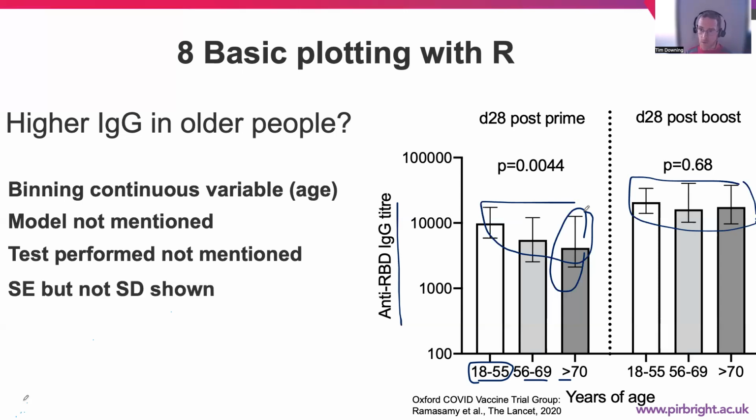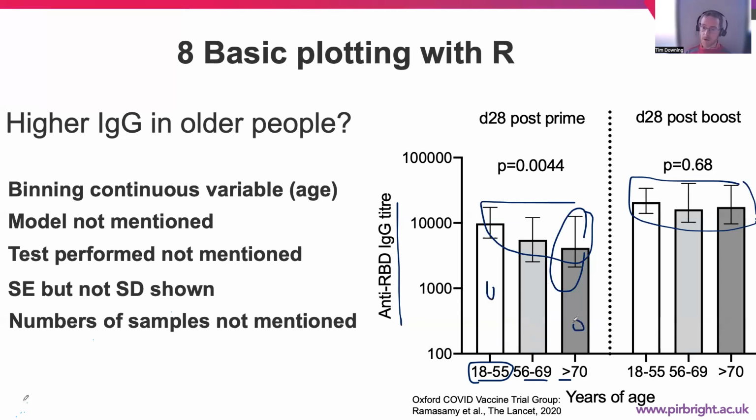The standard errors are shown, but not the standard deviation. So we've no feeling for the underlying variation within the population, and that might be the more important result about the structure within the population. What numbers of samples? Clearly, they're going to have far more in this first category than in this category here. And that can affect the results or the interpretation of results, and indeed the model that's being used.